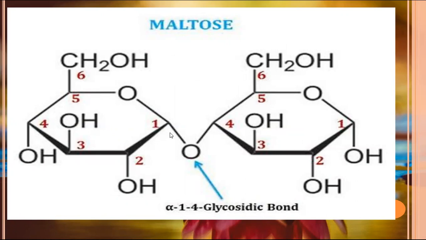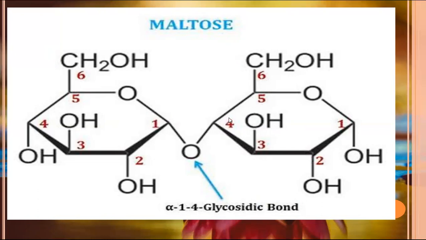A glycosidic linkage is a bond formed between one carbohydrate and another carbohydrate. Glycosidic linkage is commonly formed when two glucose molecules are linked, as in maltose. The glycosidic bond is formed between the first carbon atom of one glucose molecule and the fourth carbon atom of the second glucose molecule.